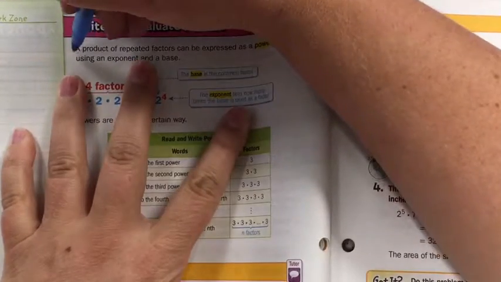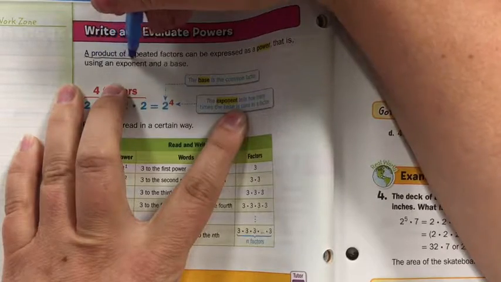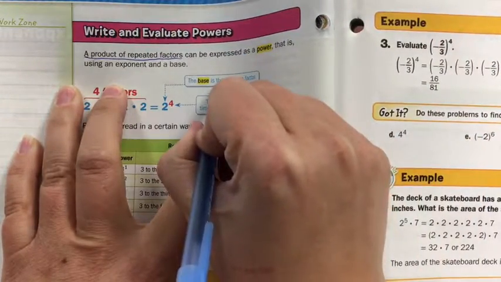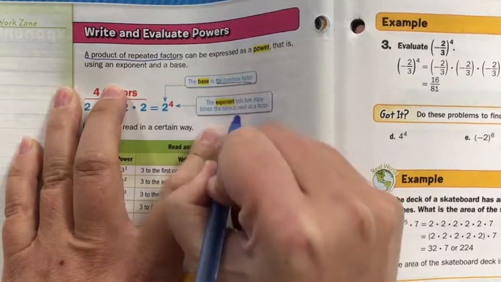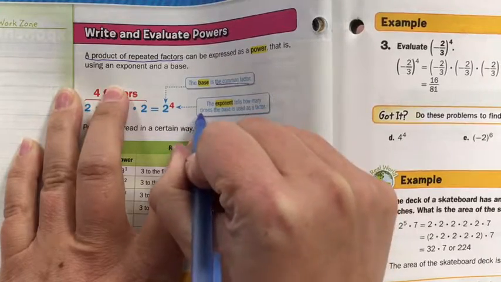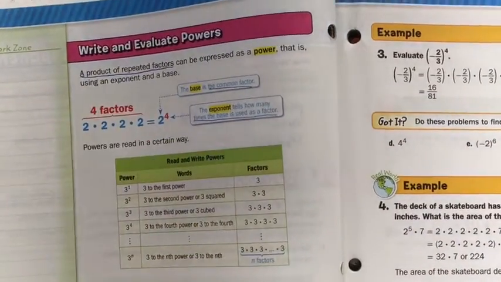So this is what I'm going to do. I'm going to underline the definition. For power, we have it's a product of repeated factors. The base is the common factor, and the exponent tells us the number of times a base is used as a factor. So we're going to go back to the other page.